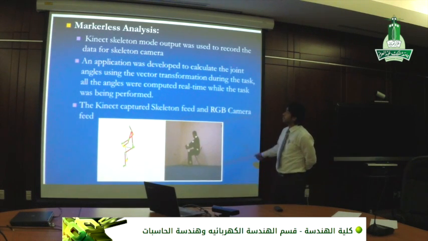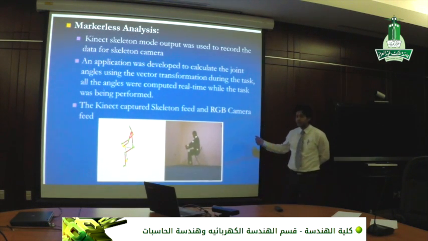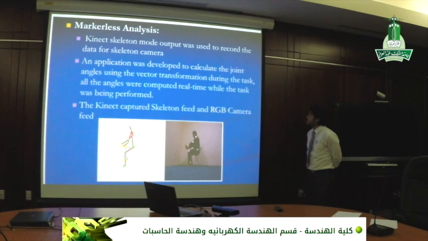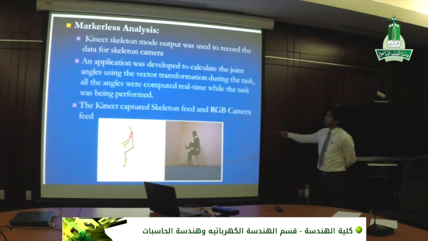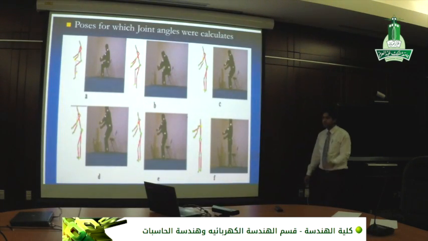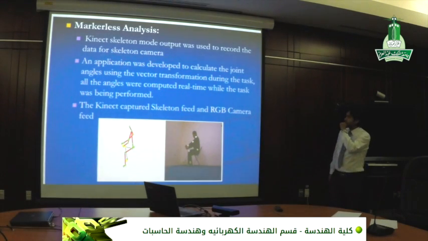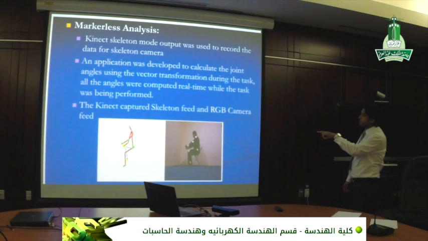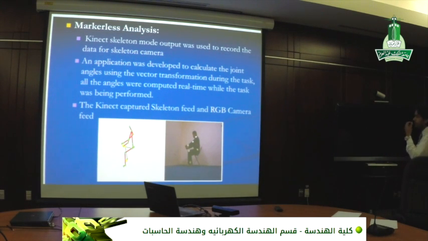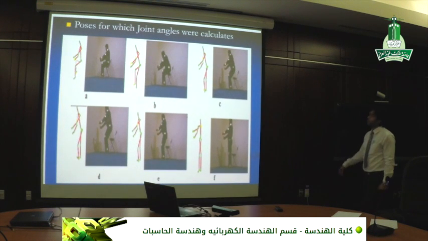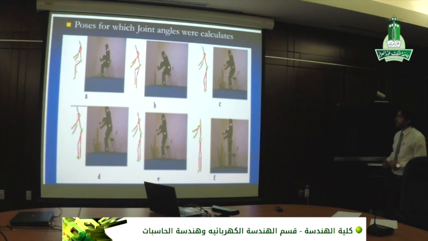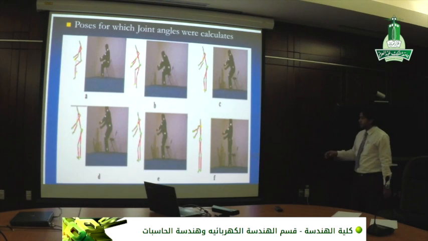For the markerless analysis, we used the skeleton feature. The developed application was used to calculate the joint angles using vector transformation during the task, and all the angles were computed in real time while the task was being performed. Both the features were simultaneously recorded by the Kinect camera. These are the 6 features for which the joint angles were calculated: A, B, C, D, E, F.